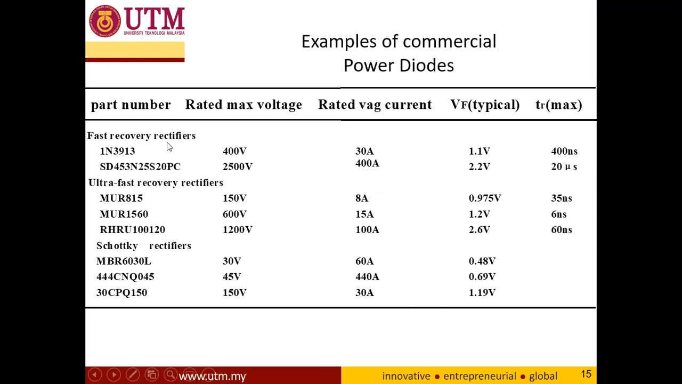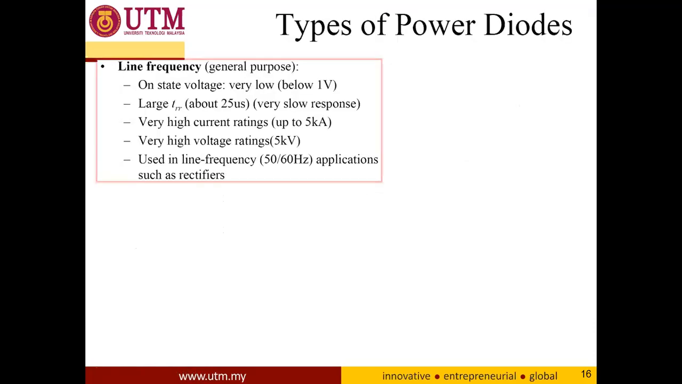So we have fast recovery rectifiers, which are diodes actually, and ultra fast recovery diodes also, and Schottky diodes and so on. We have plenty of them, so it's up to you to select which one you prefer the most. But as you can see here, the fast recovery diode is very fast, but the voltage rating is usually not very high. And these are the types of diode that can be found.